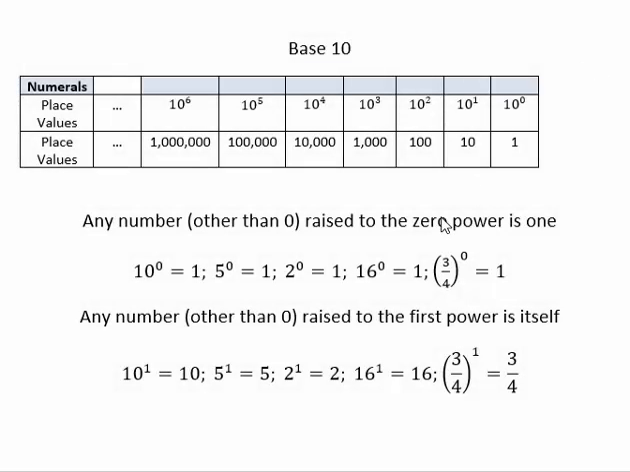We're going to look at some commonalities in these base systems. First one we know well, base 10. Notice that 10 to the 0 power is 1. But notice also below that any number except 0 to the 0 power is 1. So 10 to the 0 is 1, 5 to the 0, even 3/4 to the 0 is 1. Now 10 to the first is 10. Notice that any number to the first power is itself. 16 to the first is 16, even 3/4, fractions.